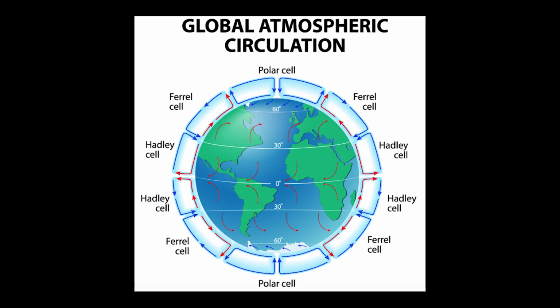Let's review some. Hadley cells cause warm air to rise at the equator, creating low pressure and rain before descending at 30 degrees. Westerlies ensure that surface air moving towards the poles is deflected to move west to east. Trade winds ensure that surface air moving towards the equator is deflected east to west. The Coriolis effect deflects moving air and water to the right in the northern hemisphere and to the left in the southern hemisphere.